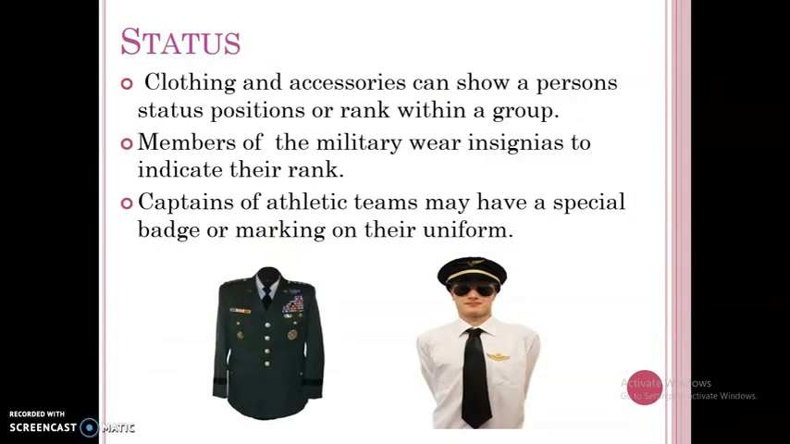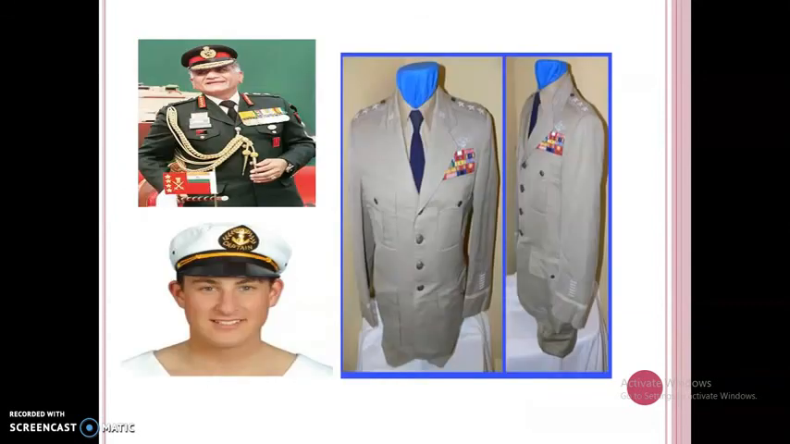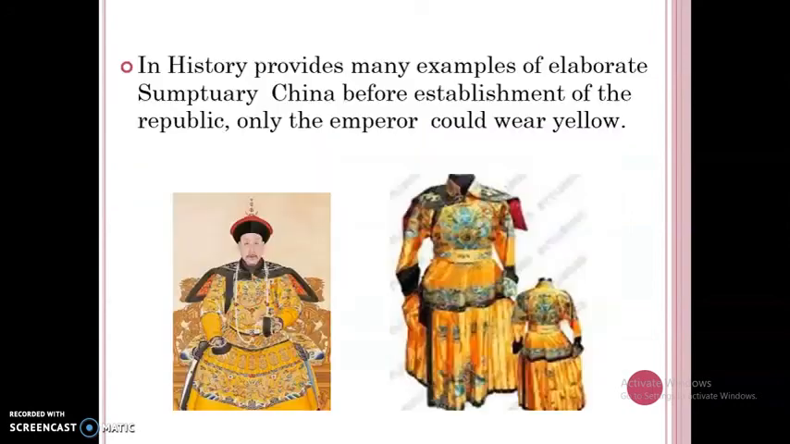Next comes status. Clothing and accessories can show a person's status, position, or rank within a group. Members of the military wear insignias to indicate their rank. Captains of athletic teams may have a special badge or marking on their uniform. These various symbols, insignias, or special logos help persons identify the kind of status they hold in their particular occupation. These are some of the images. For example, a brigadier or a colonel may have more badges than a sepoy. So these are some of the examples.